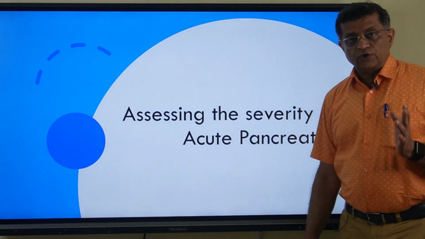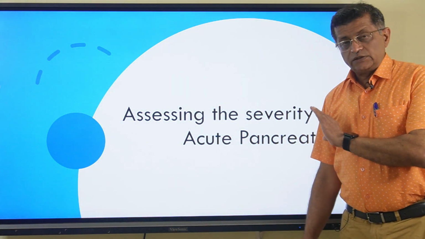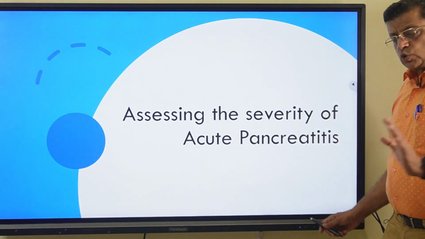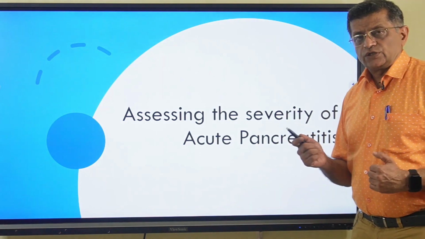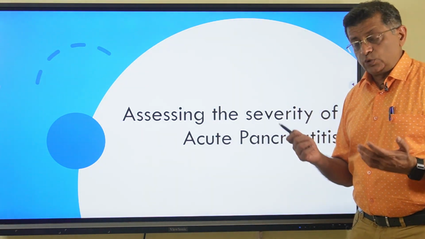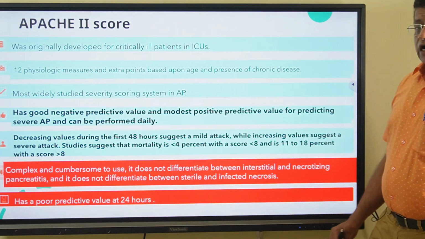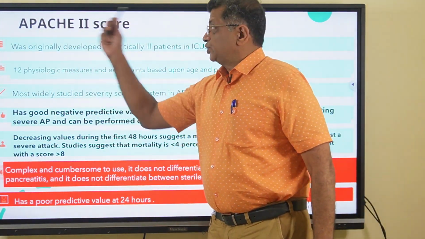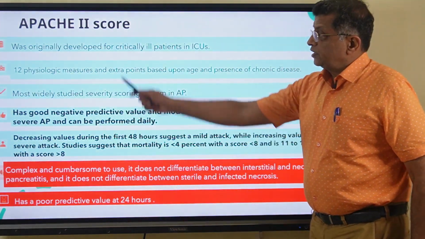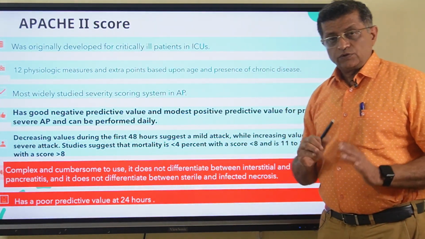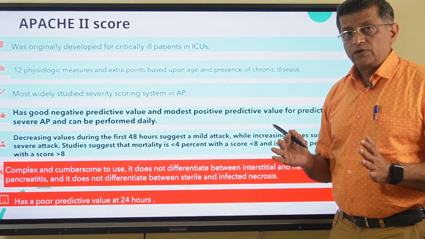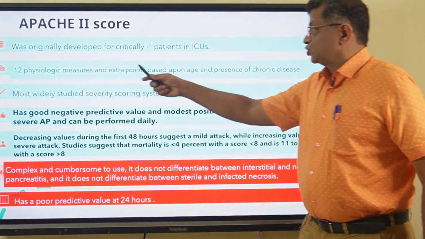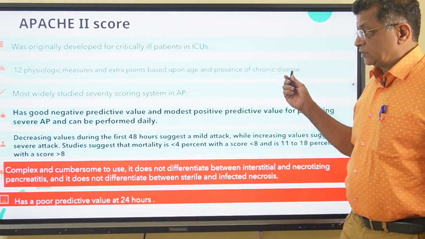Now, assessing the severity of acute pancreatitis: we have already seen how to assess organ failure, but there are various scoring systems, and we will briefly touch on those that are still being used. We will start with the APACHE score, or Acute Physiology and Chronic Health Evaluation, APACHE II. This was originally developed for critically ill patients in the ICU. It was not developed per se for acute pancreatitis, but it is still used. It uses 12 physiologic measures and extra points based upon the presence of chronic disease.